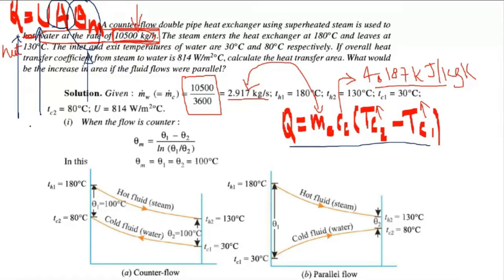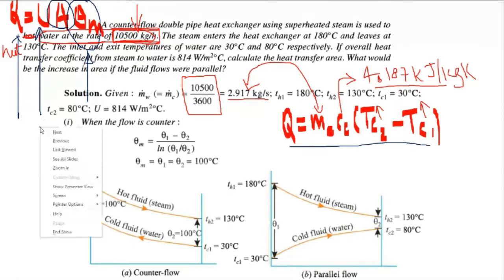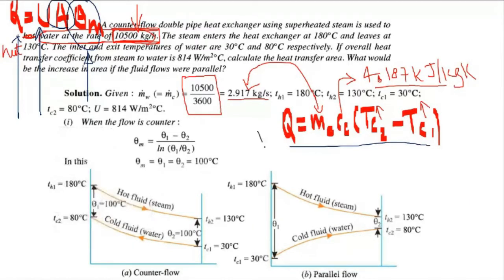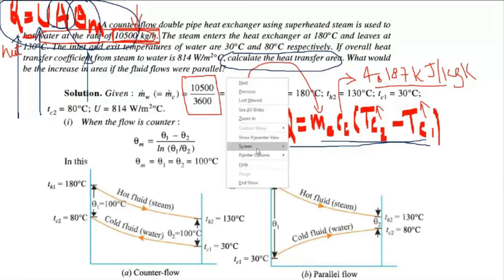Any doubt till this part? What we are doing is finding the Q value first using the relation mc Cc (Tc2 minus Tc1). We are substituting the Q value in the other relation, Q is equal to UA theta m. In UA theta m, U is known, and if we find out theta m value, we can determine the area of the heat exchanger, which we had to calculate in the question. Is this part clear?